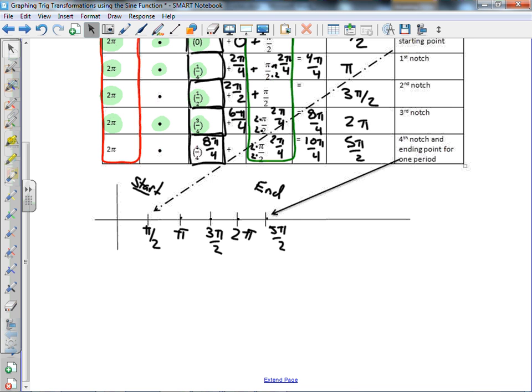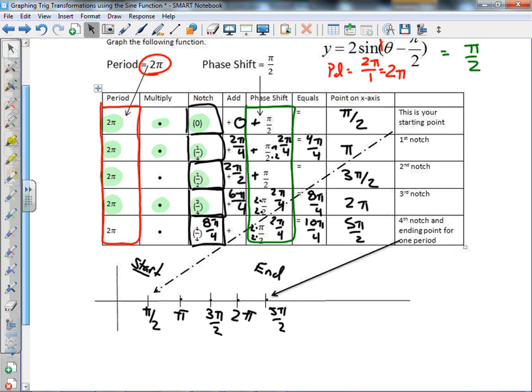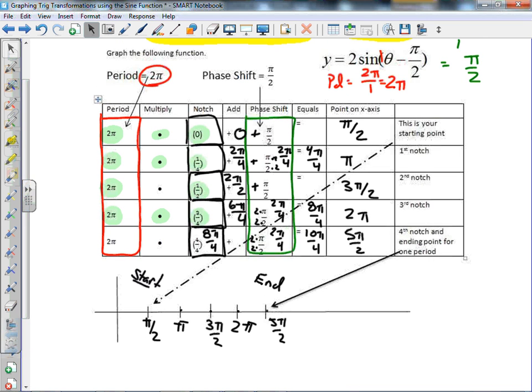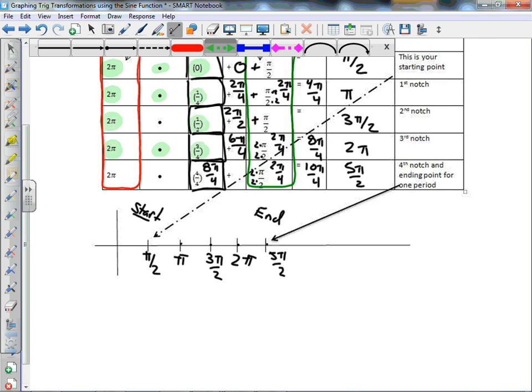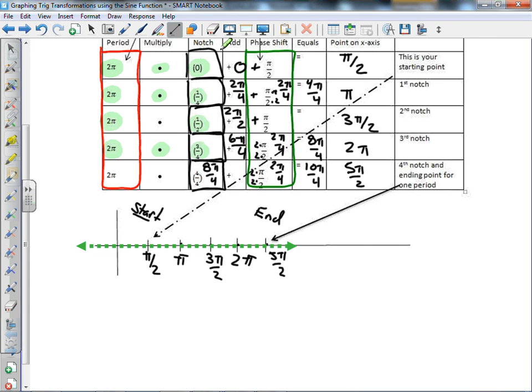Now, remembering back to our amplitude. Our amplitude was that number in front of our sine function. That tells me how high above and below the midline I'm going to go. Well, our midline didn't change here, because there was no vertical shift. So our midline is still going to be here at the x-axis. So our amplitude is going to be up to 2 and down to 2, so 1, 2, 1, 2 from that midline.